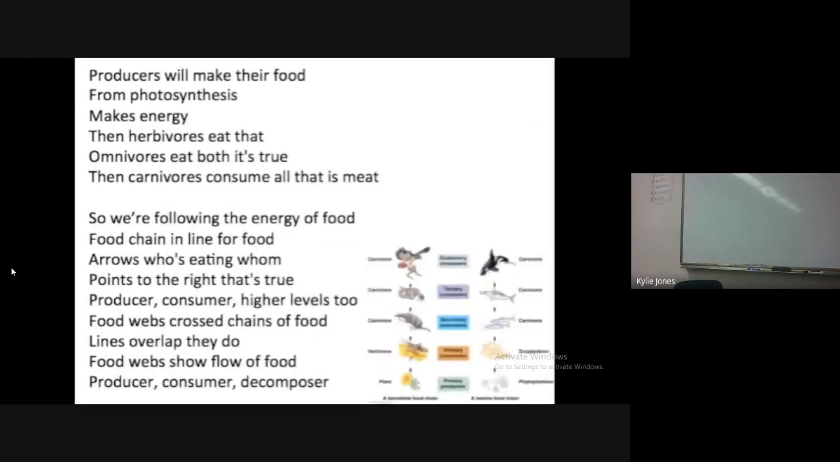Then herbivores eat that and the omnivores eat both. It's true that carnivores consume all that is meat. So we're following the energy of food. Arrows in a food chain point to the right. We're starting to learn higher levels too. Food webs are chains of food with lines that overlap. We're starting to learn decomposers.